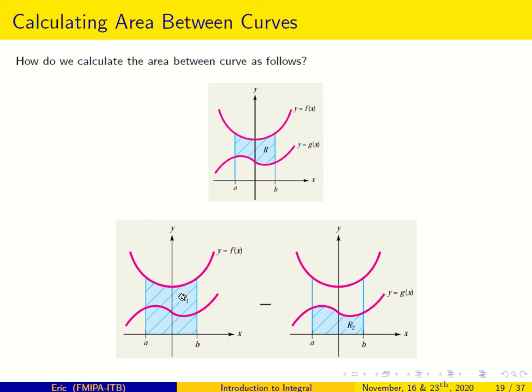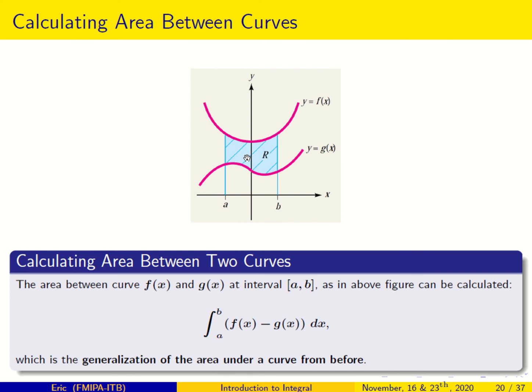The area between the curve and the x-axis is given by R1. And what about this one? R2 is given by the integral of g(x) from a to b. So if we subtract this, we have R. So R should be R1 minus R2. So I calculate this as just the integral of f(x) minus g(x) dx.